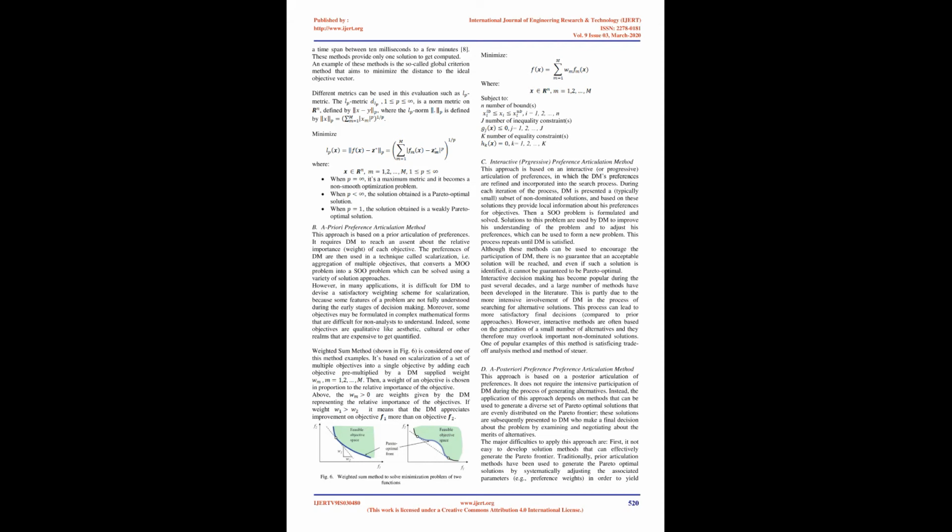Weighted sum method, shown in Fig 6, is considered one of this method's examples. It's based on scalarization of a set of multiple objectives into a single objective by adding each objective pre-multiplied by a DM supplied weight. Then, a weight of an objective is chosen in proportion to the relative importance of the objective. Above, the weights are given by the DM representing the relative importance of the objectives. If weighted means that the DM appreciates improvement on one objective more than on another.